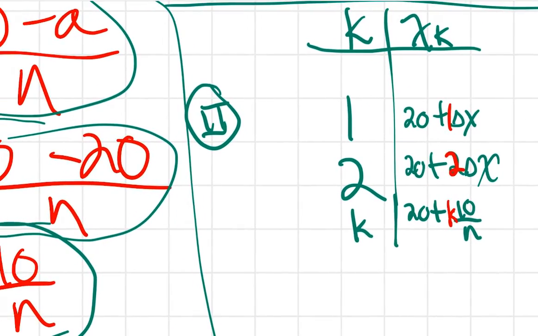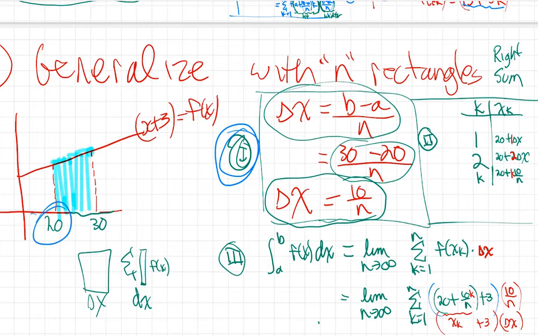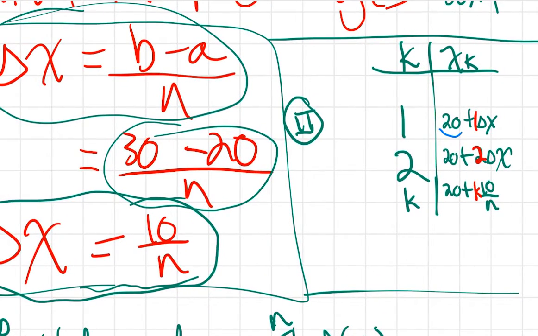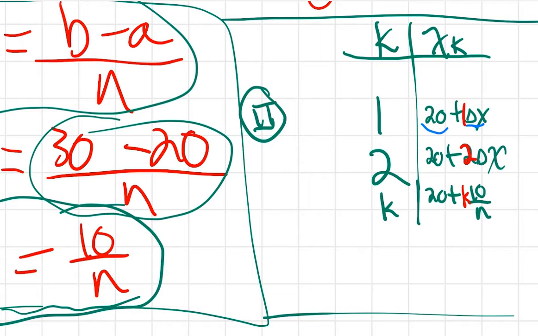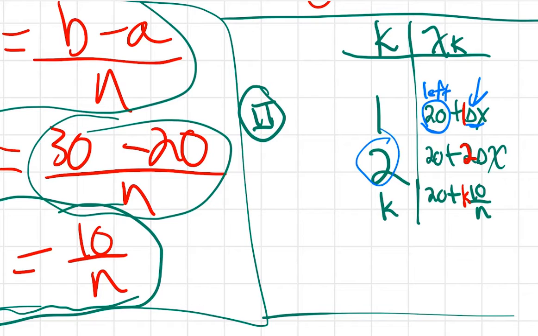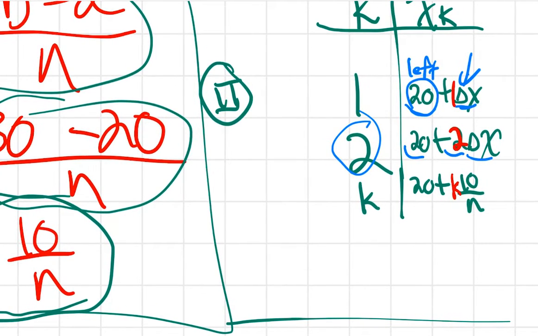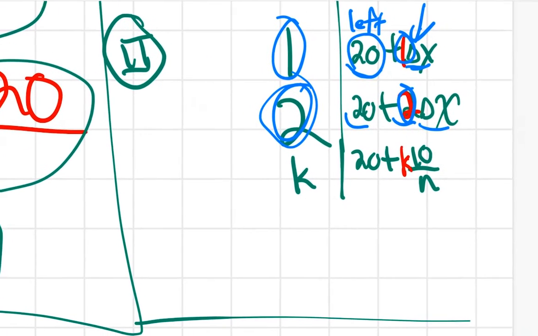So we can do this pretty easily. The a value we're starting at is 20, and we go 1 delta x to the right, because it's a right Riemann sum. This is your a value, that's the left side of the rectangle. To get the right side of the rectangle, I go 1 delta x to the right. Then for the second rectangle, I'm going to have to go 20 plus 2 delta x's to the right, and so on. That 1 is just your k value. That 2 is just your k value. So what's the formula? 20 plus k times 10 over n.